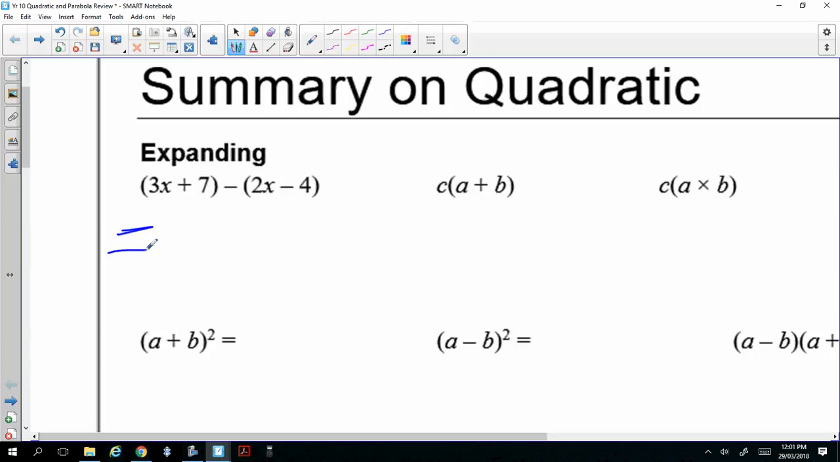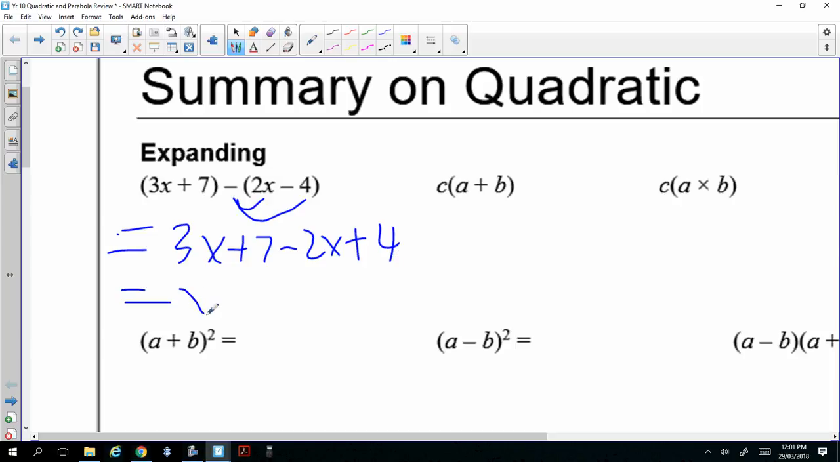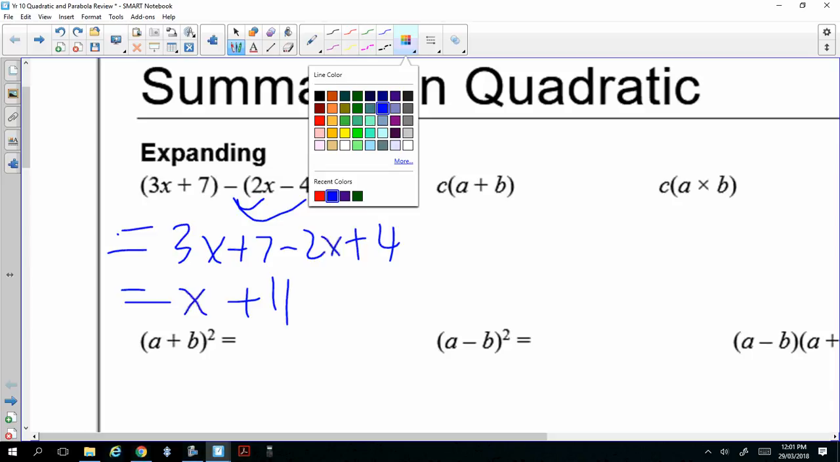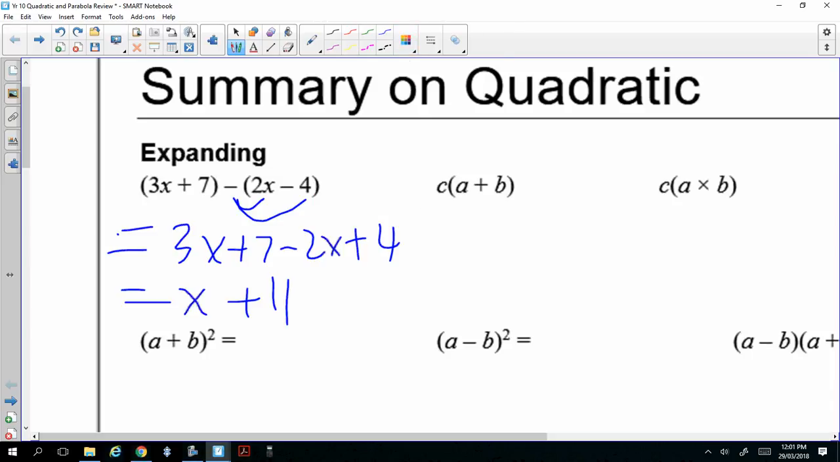Okay, alright. So for the first question, you just expand the negative. So you get 3x plus 7 minus 2x plus 4. So the answer is x plus 11. Okay? Alright. And then be careful with the minus in between. The minus in between means you're subtracting them. There's an invisible one in front, which you have to expand.